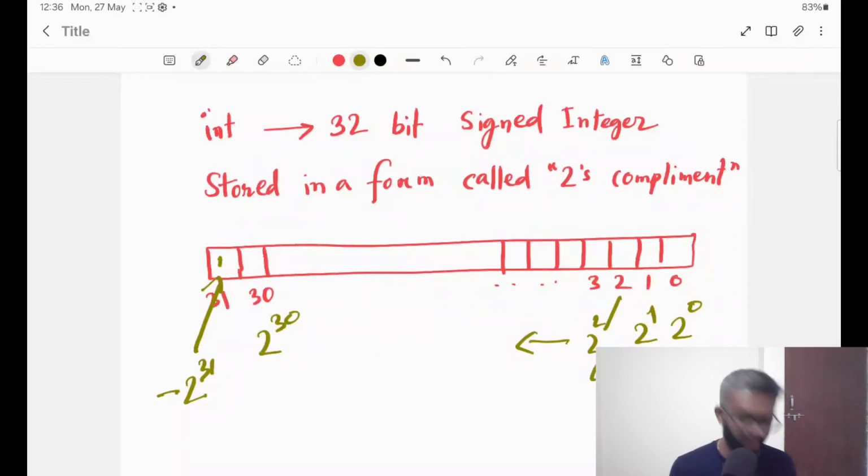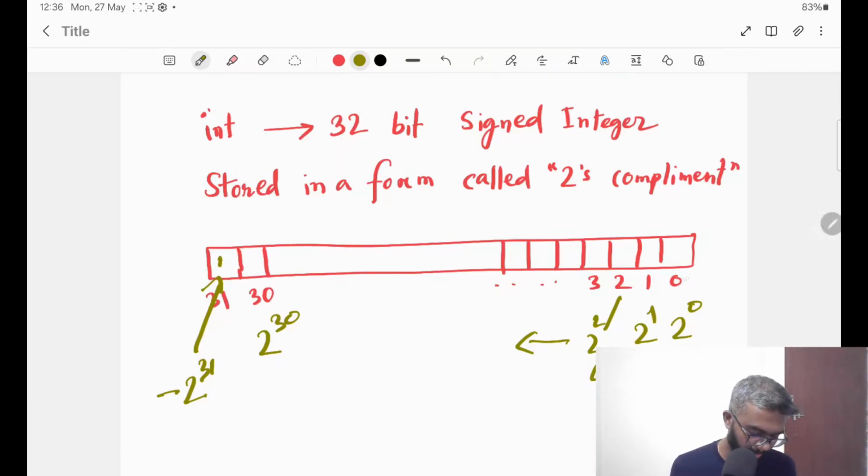Okay, so when we say integer or int, it really means a 32-bit signed integer. Now, 32-bit signed integers are stored in the computer in a form called 2's complement. What does it really mean? Now, 32-bit means there's a location of 4 bytes of memory, right? And each bit has its own positional value.